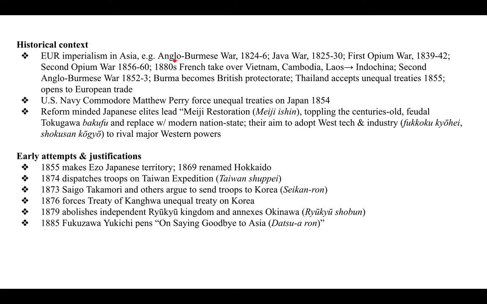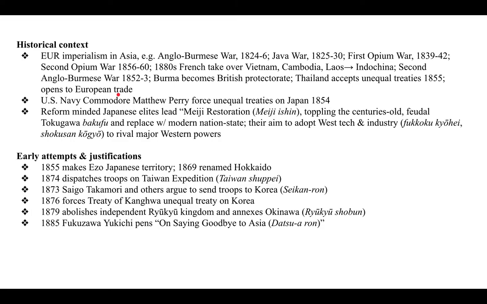And this leads to the Anglo-Burmese War, the Java War, the First Opium War, Second Opium War, French takeover of Vietnam, Cambodia, and Laos, the Second Anglo-Burmese War, and Burma then becoming a British protectorate, Thailand accepting unequal treaties, and opening to European trade.